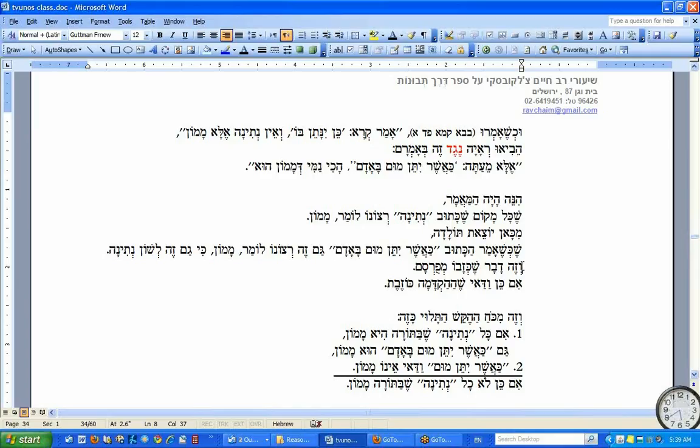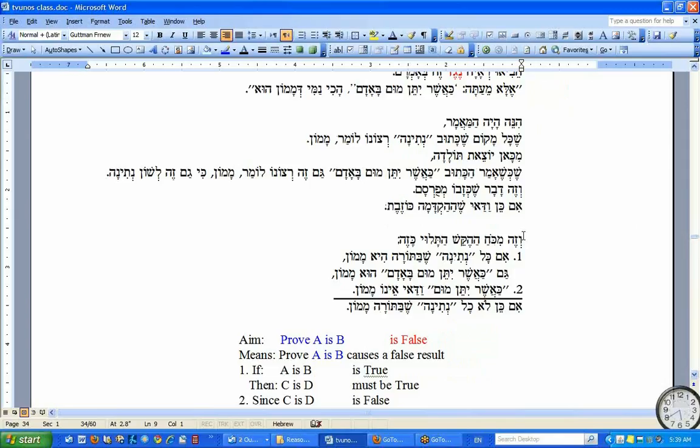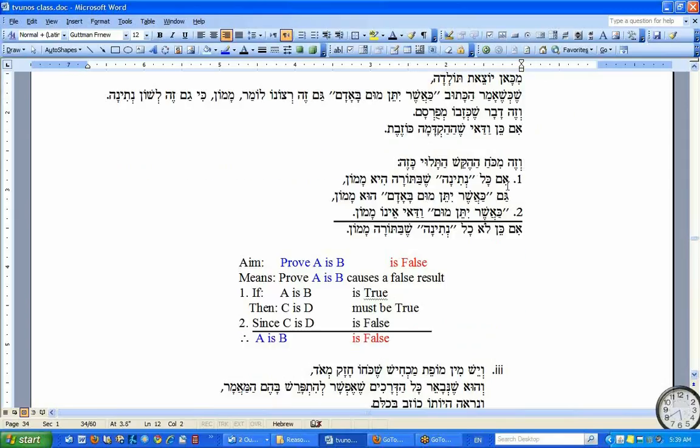Okay, and that's called showing that the result of your statement is false. If you want to say the statement every place that you use a nesina is mama, and I show you it's not true, so it's false. Here is the example spelled out by the Ramchal. V'zeh mikol chechesh toli kazeh. Im kol nesina shebetorah hi mamon. If all the time that the Torah says the word nasa, nesina, means mama, so then gam ken kasher yiten mumba adam hu mama. Here's a case where it uses the word nesina, and it also must mean money.